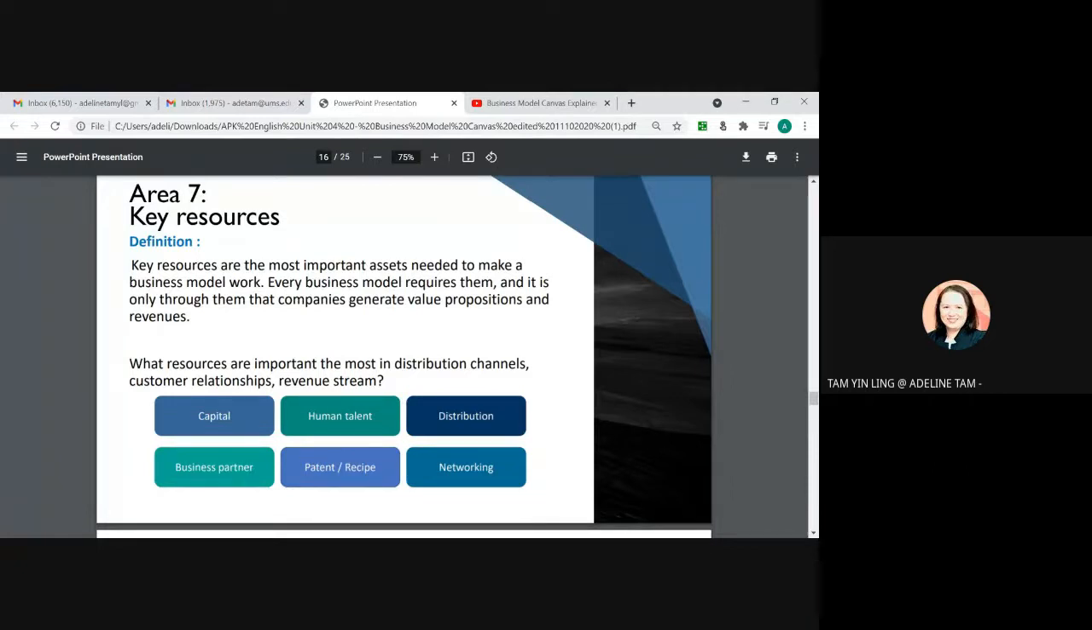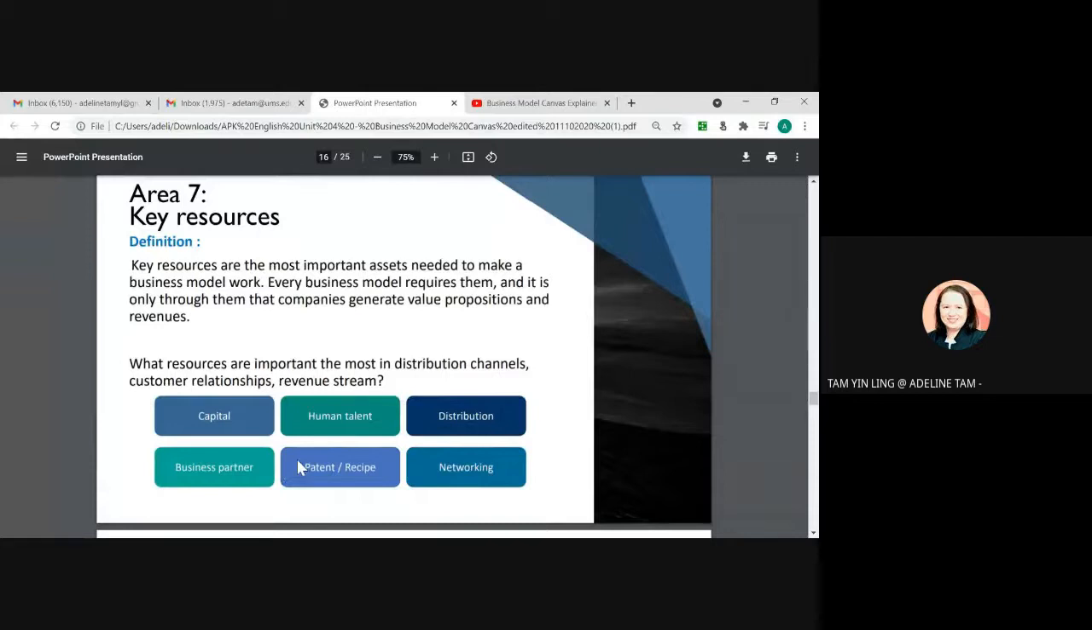And also, let's say some of your friends are very good in designing, so why not have designing activities together? Then distribution, so you distribute the product. Maybe you have cars, so it helps you to distribute the product to the customers, or you have some business partner who can provide you with some resources.